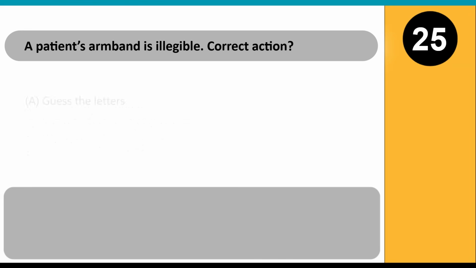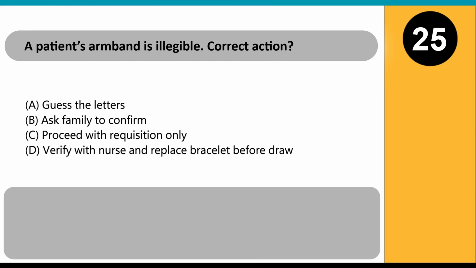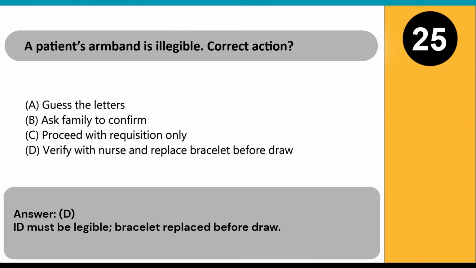A patient's armband is illegible. Correct action? A. Guess the letters. B. Ask family to confirm. C. Proceed with requisition only. D. Verify with nurse and replace bracelet before draw. Answer D. ID must be legible, bracelet replaced before draw.